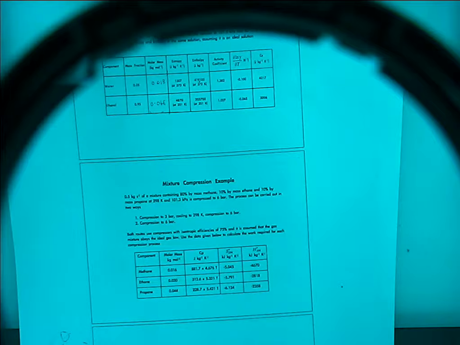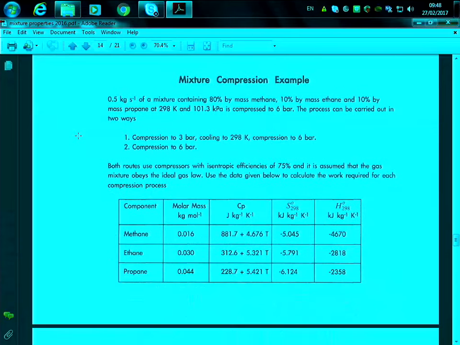Now, let's have a look at a mixture compressor example. Okay? So, in this case, we have seen compression processes, right? Which is the first assumption that we use when we want to calculate the work required by a compressor? What is one of the assumptions that we use? Okay, no heat transfer in compressors. What else?